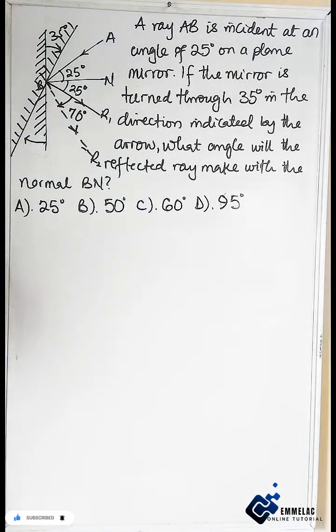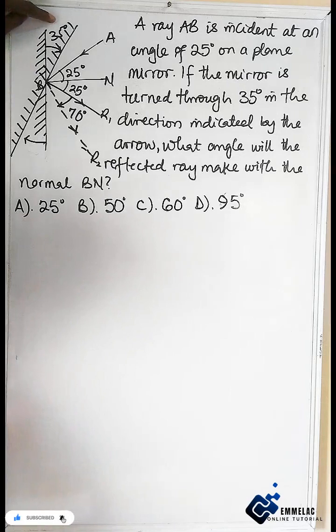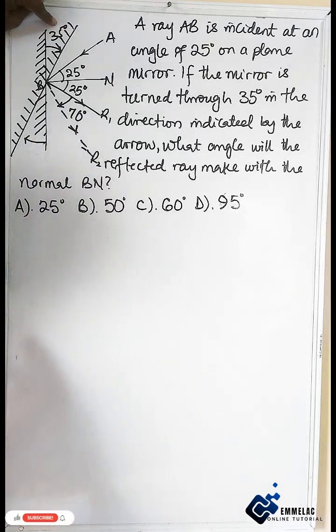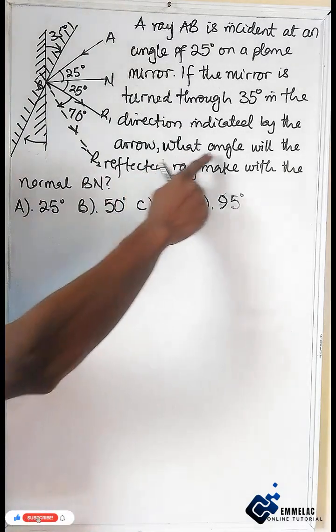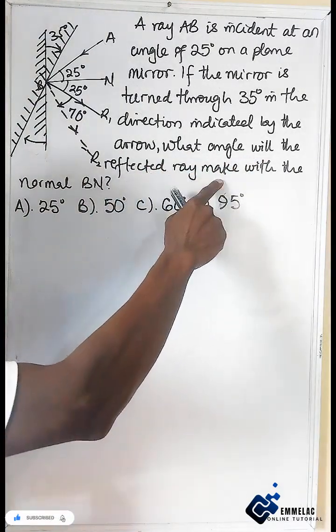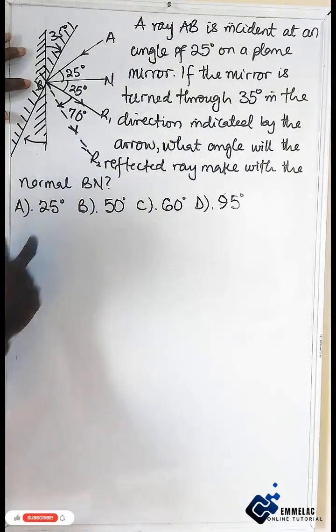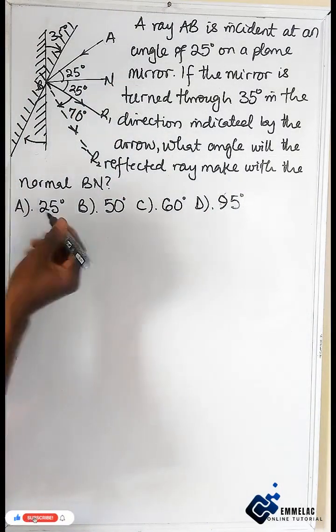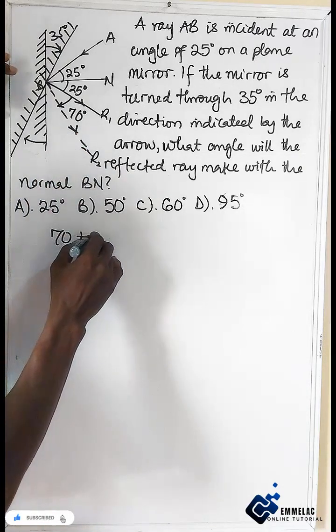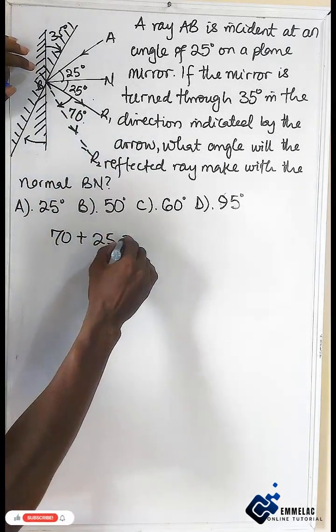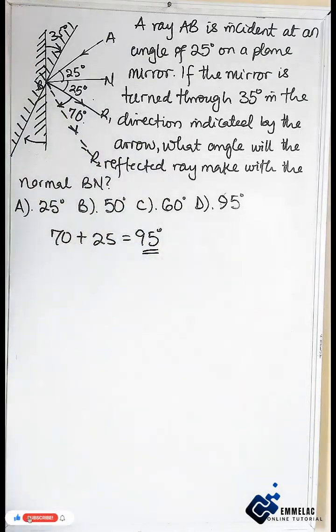70. And as I said earlier, when a mirror is rotated through an angle theta, the reflected ray is always rotated through twice the angle of rotation of the mirror. So since it is twice the angle, this reflected ray will be twice the rotated angle theta. Now the question is, what angle will the reflected ray make with the normal BN? The angle that will be formed here will be 70 plus 25, as indicated. 70 plus 25 gives us 95 degrees. All right, thank you.